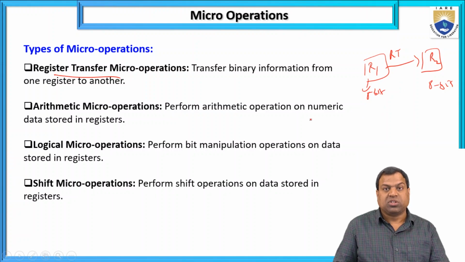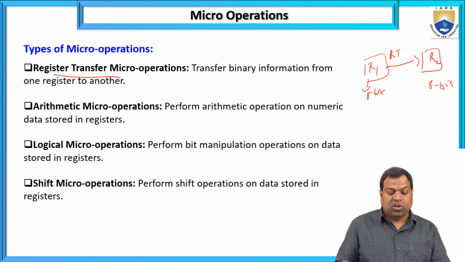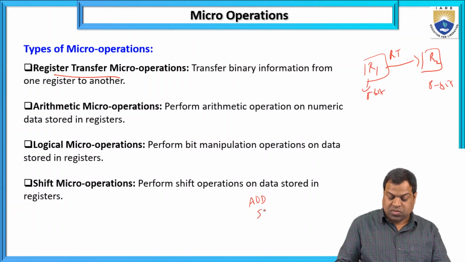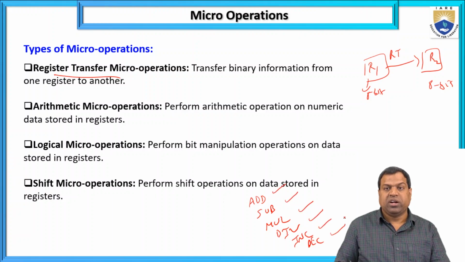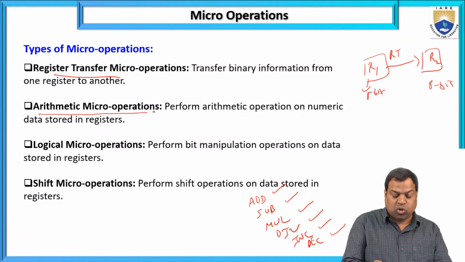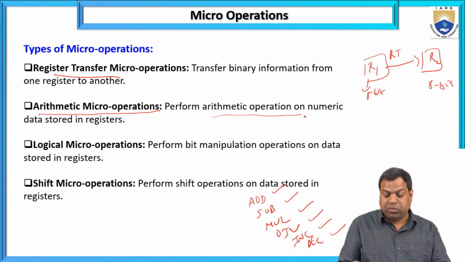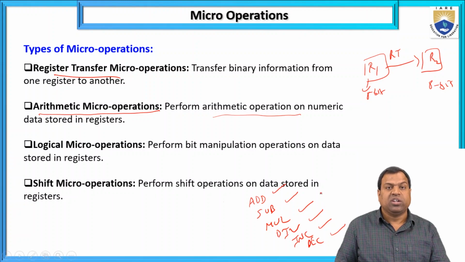Next, arithmetic micro operation. Perform arithmetic micro operation on numeric data stored in registers. So already we know that arithmetic micro operations are add, sub, mul, division, increment, decrement, like this. Majorly we use these instructions: addition, subtraction, multiplication, division, increment, and decrement. They perform arithmetic on numeric data stored in registers.